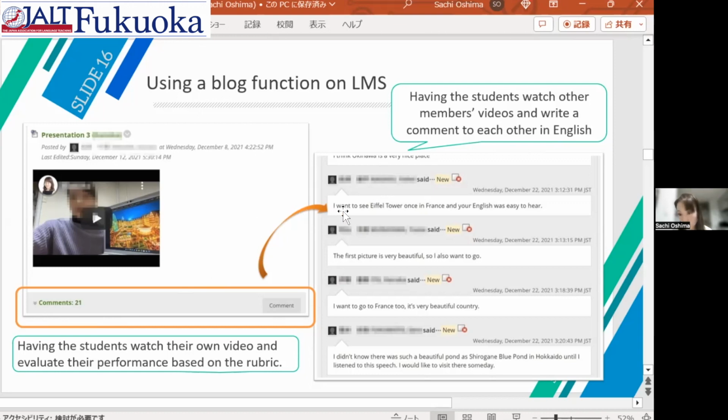She talked about something like the Eiffel Tower. So someone wrote, I want to see the Eiffel Tower, and so on. Or, the first picture is very beautiful, and so on. Because the students' proficiency level was low, I didn't expect long comments because it's difficult for them to finish making them. But I asked them not to write just good or interesting, but to try to mention the content of the video and then respond to it. One sentence or two sentences are enough, but try to mention what was interesting or what was good. So that's why they mention the contents of each video.